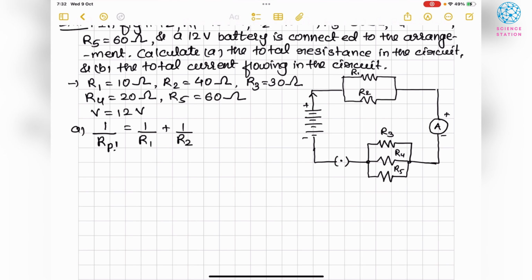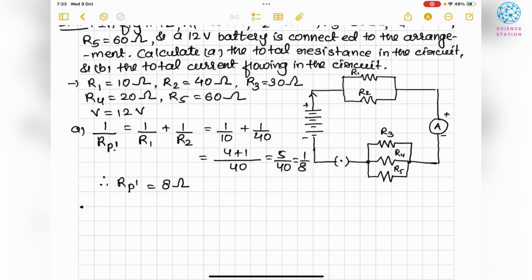So now, first I am finding 1 upon Rp1, that is the first parallel part, that is 1 upon R1 plus 1 upon R2. So that is 1 upon 10 plus 1 upon 40. If I do the LCM as 40, this will be 4 plus 1, that is 5 upon 40, equal to 1 upon 8. Therefore Rp1 equal to 8 ohm came.